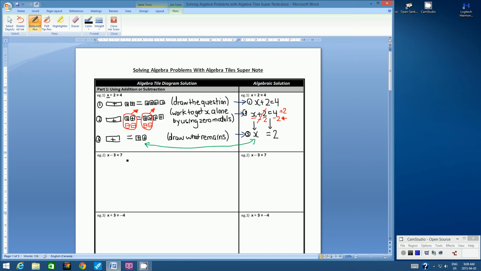All right, so let's go to example 2. Example 2 is x minus 3 equals 7. Now remember, this is part 1, using addition or subtraction. In the last case, we used subtraction, right? We subtracted 2 on both sides. So let's see what we have to do for this question. All right, step 1, remember, draw the question. So let me give you a 10-second head start. I want you to draw this question right here using your algebra tiles.